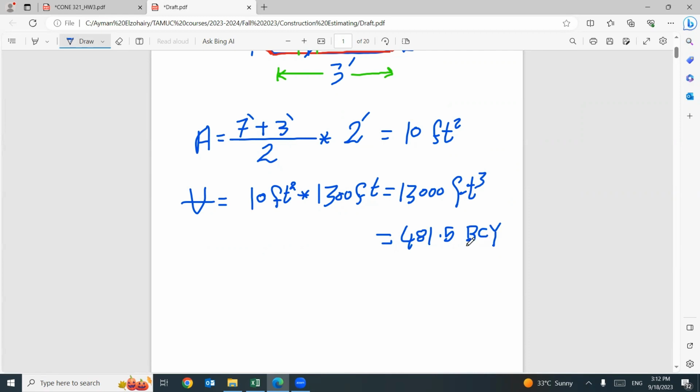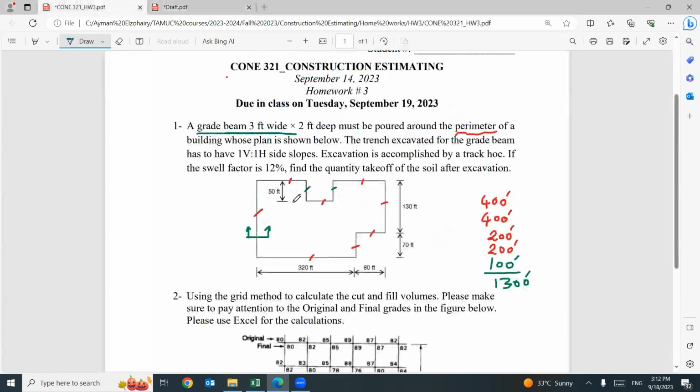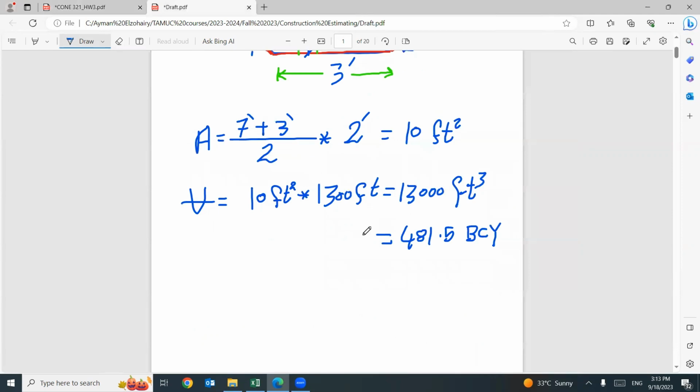to cubic yards. And this one will be bank cubic yards because you are using the actual dimensions of the grade beam, and this slope of excavation helped me to figure out the cross-section of the excavation. This is the cross-section of your excavation. I need to excavate this cross-section. That makes sense? If you multiply this cross-section by the perimeter of this building, you can get the total volume in cubic feet, divided by 27 to get the cubic yards.